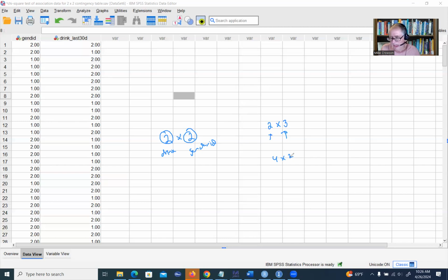So that's the general logic behind this. In the case of a 2x3 contingency table, we would have 6 cells. And in the context of a 4x2, we would have 8 cells. Okay, so let's go ahead and run our analysis.